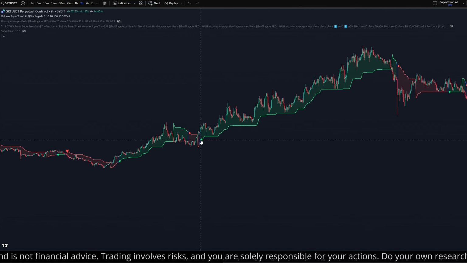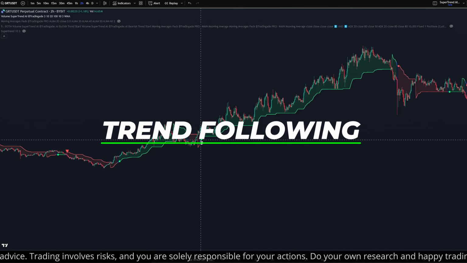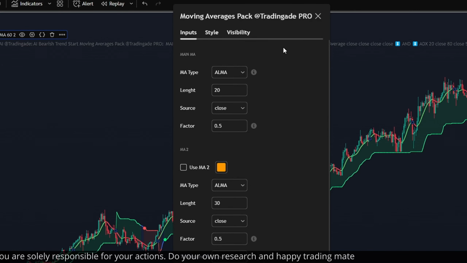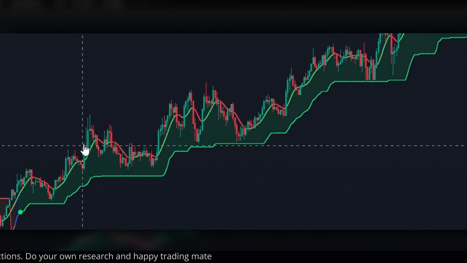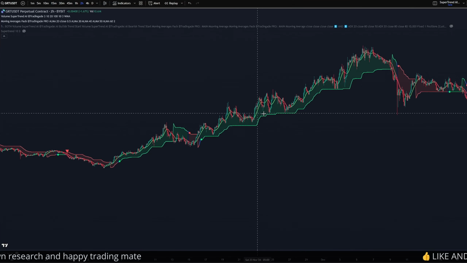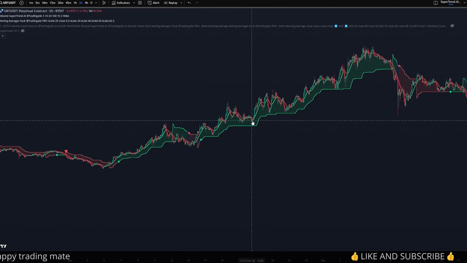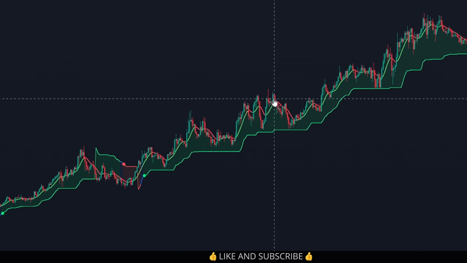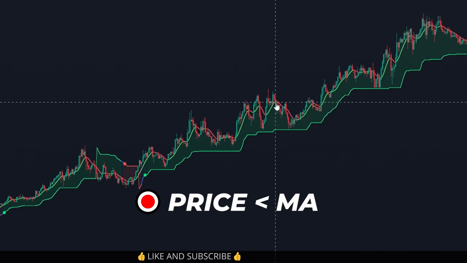Next, considering we are dealing with a trend following strategy, we're gonna add a trend confirmation that is based on a shorter period. I've used the ALMA with a length of 20, and as you can see from the chart, it detects shorter trend periods. Like the majority of trend confirmations, we're gonna open long positions when the price is above our moving average. Conversely, we're gonna go short when the price is below our moving average.